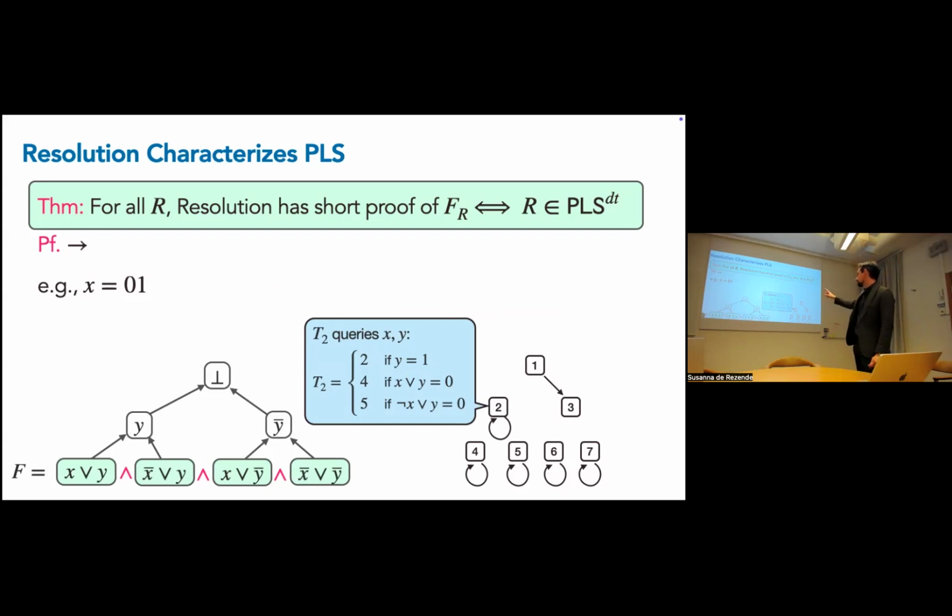So under this assignment 0, 1, like the root, the empty clause queries y and points to the child that's falsified, which is y bar. So we get this edge, and then y bar queries x and y and points to the falsified child, which is 6. And you can see that this corresponding clause is falsified under this assignment. So this solves the falsified search problem associated with this one. Okay, so that's one direction of it.